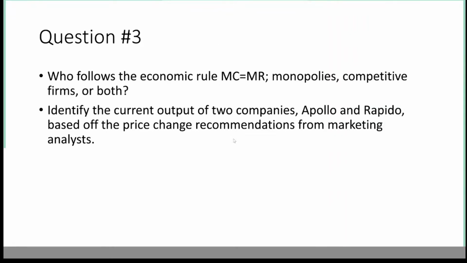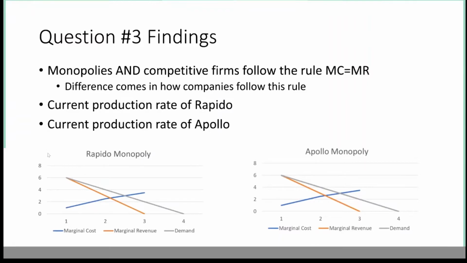Question three asks, so first of all, monopolies and competitive firms follow the rule marginal cost equals marginal revenue. The difference comes in how companies follow this rule. Of course, because monopolies have such market power, they have the ability to follow this rule a lot differently than competitive firms. And so with the current production rate of Rapido, in the example, it says that market analysts are telling the CEO of Rapido to decrease prices by 20%, and they would make more profits. So we can see that I just made these two basic graphs. They're not very representative of anything.